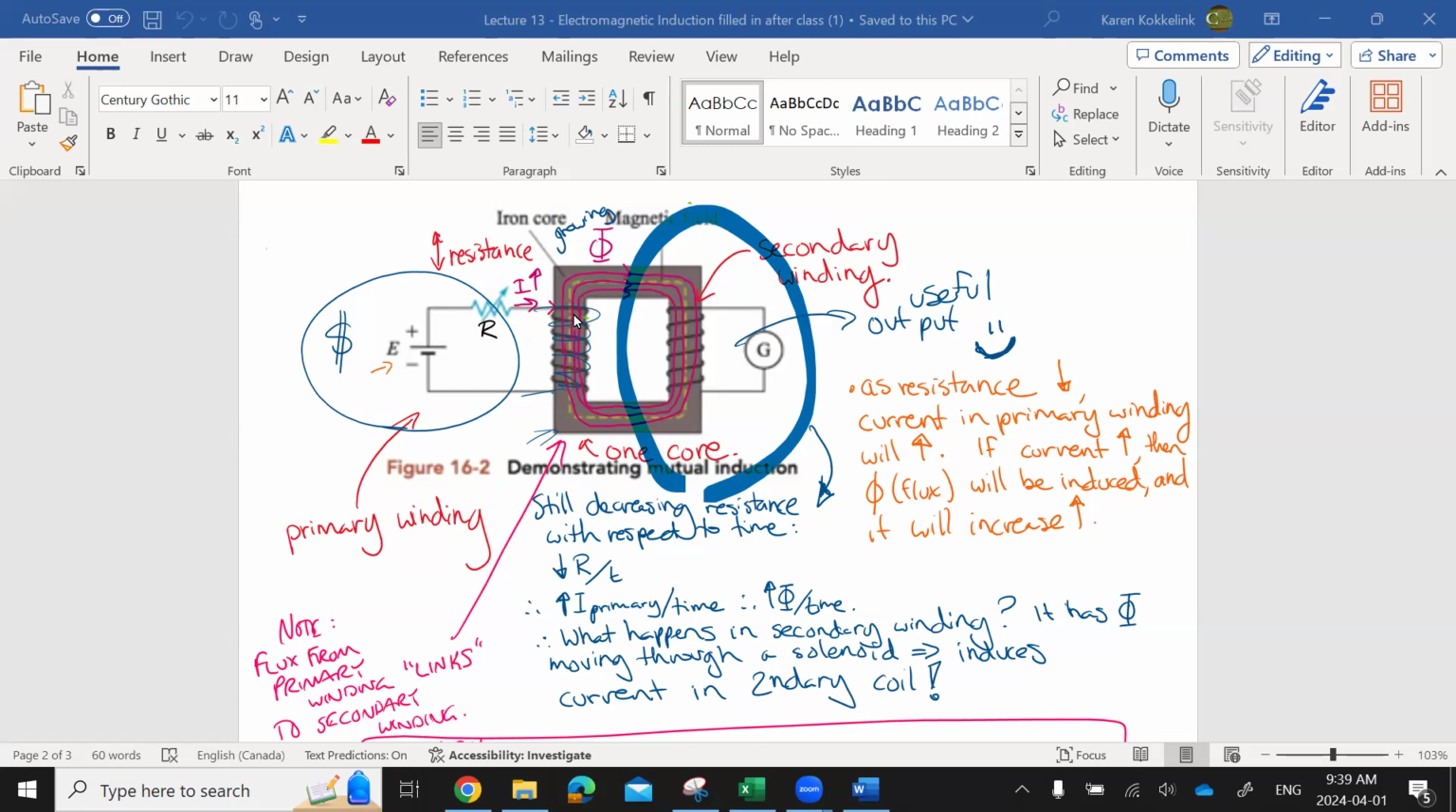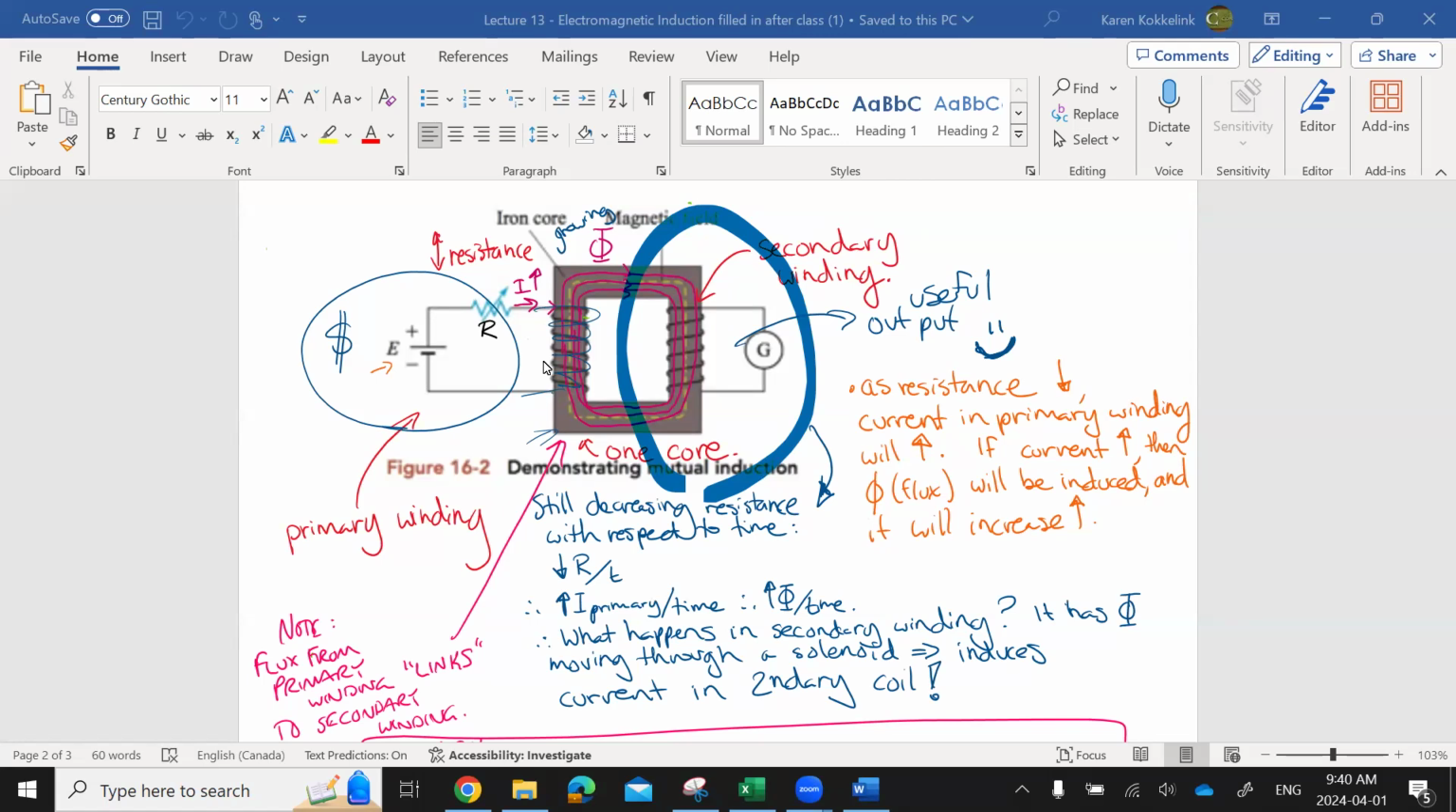Now, we know from electromagnetic induction that if the current on the primary winding is unchanging, if current equals 20 amps, for example, and it doesn't change, then nothing happens. So let's say you have a DC current, nothing happens.